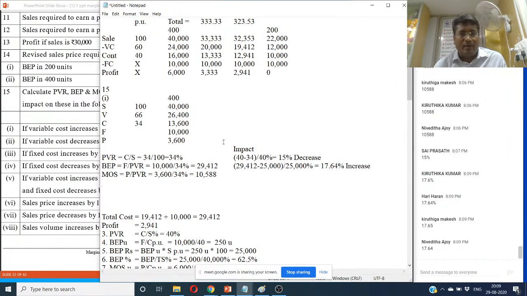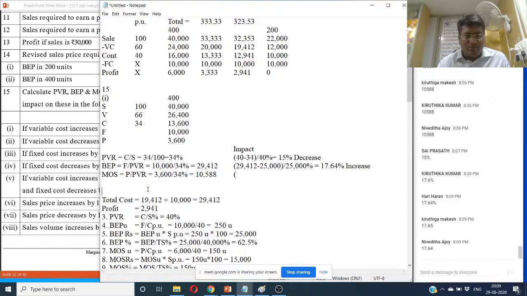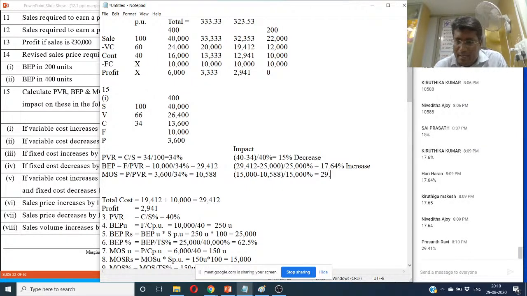The same way we can calculate the margin of safety also. Earlier the margin of safety is 15,000. Currently the margin of safety decreases to 10,588. The decrease in percentage will be calculated from 15,000. How much is decreasing? 29.41% decrease.